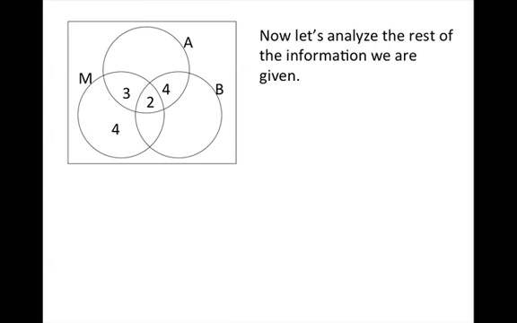Now let's look at the rest of the information we're given. 9 people like mysteries. So my total for the M circle is going to contain a 9. Well, if I look, I already have a 3, a 2, and a 4 up there. So I already have all 9 people listed. So this remaining portion for circle M cannot contain any people because there's only 9 total people that like mysteries.